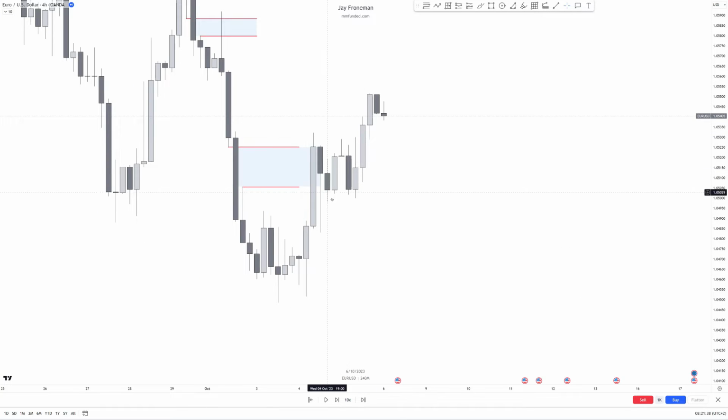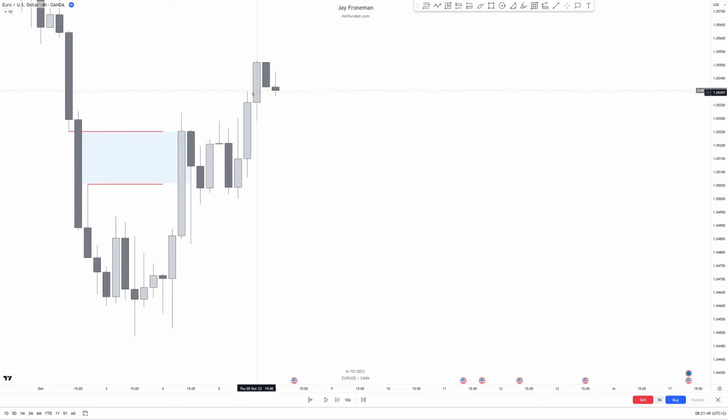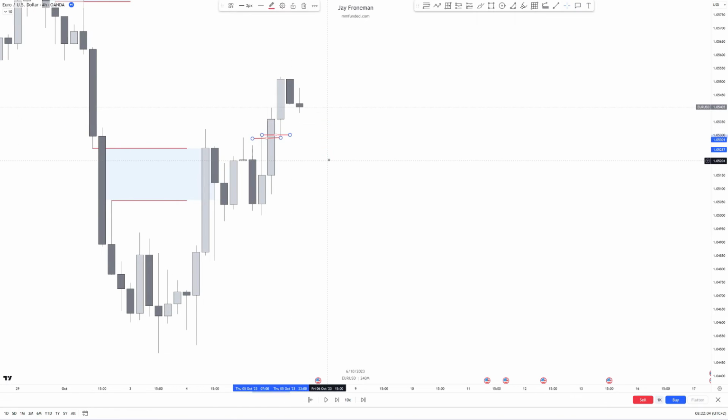Alright, price fulfills that fair value gap and then violates that fair value gap. If we look for the nearest fair value gap, the previous 3 series candles, 1, 2, 3, there is no fair value gap at the moment. Price has just fulfilled this fair value gap. If we look at the previous 3, 1, 2, 3, the high of the first candle and the low of the third candle is overlapping. Therefore, there is no fair value gap here.